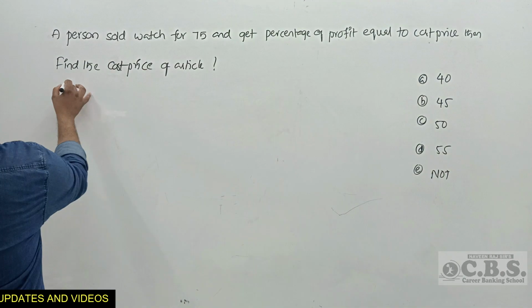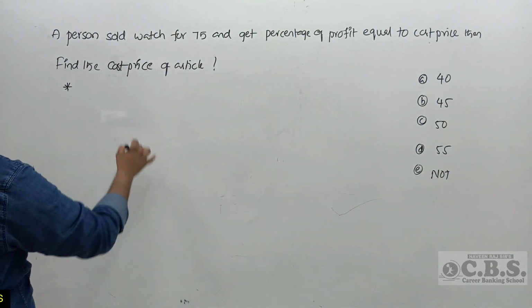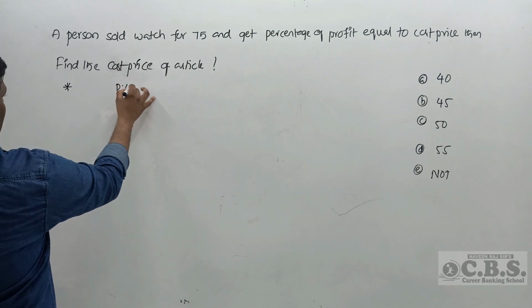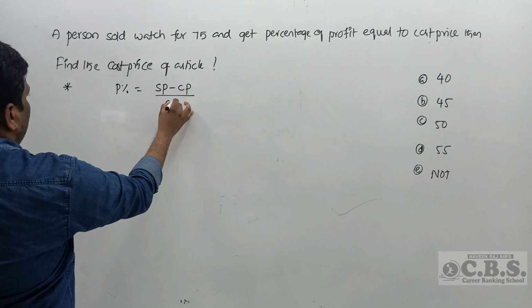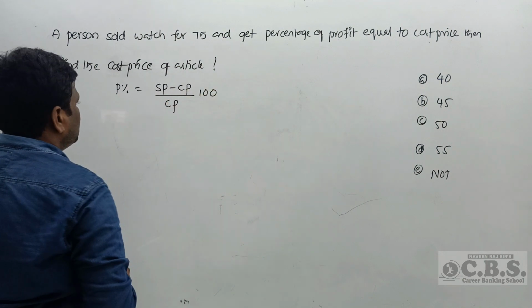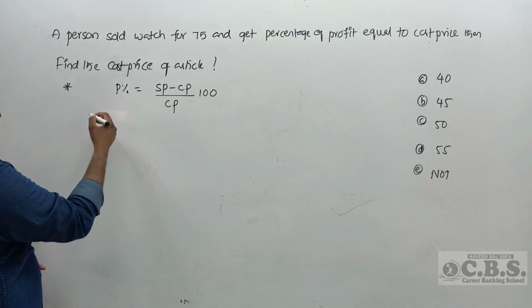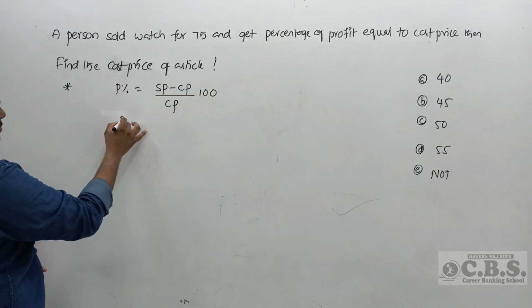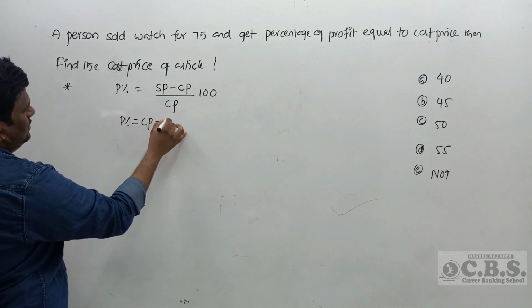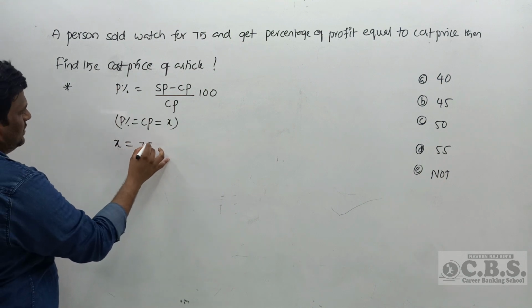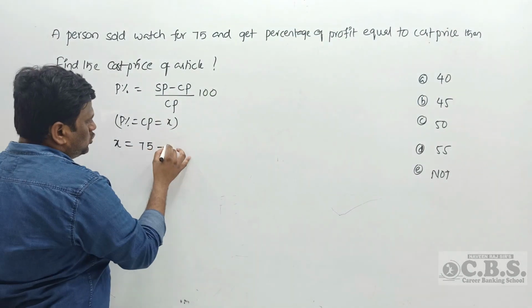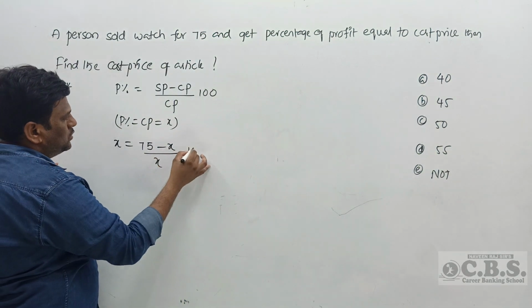So I go through the normal method. First, the normal method. Profit percentage is equal to (selling price minus cost price) by cost price into 100. This is the basic formula. Profit percentage and cost price are numerically the same. Let it be X. So X is equal to selling price, which is 75 rupees, minus cost price X, divided by X, into 100.